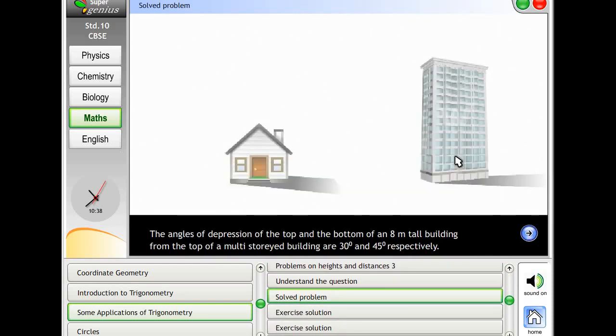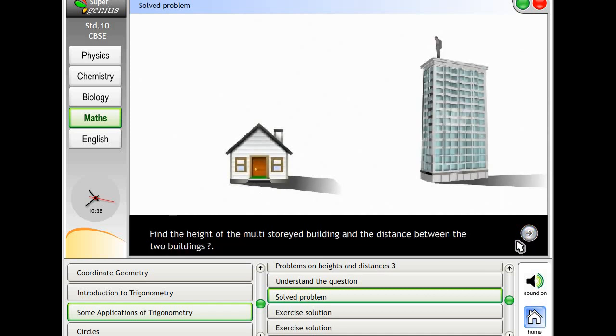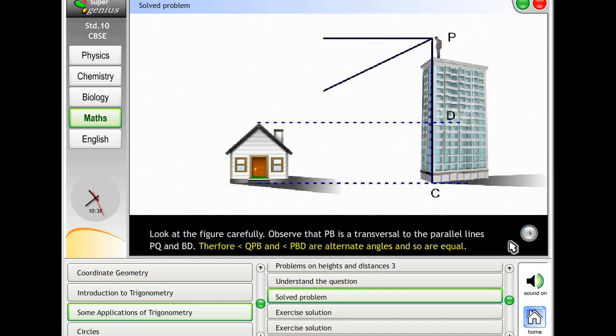Solved problem. The angles of depression of the top and the bottom of an 8 meters tall building from the top of a multi-storied building are 30° and 45°, respectively. Find the height of the multi-storied building and the distance between the two buildings. Solution. Look at the figure carefully.